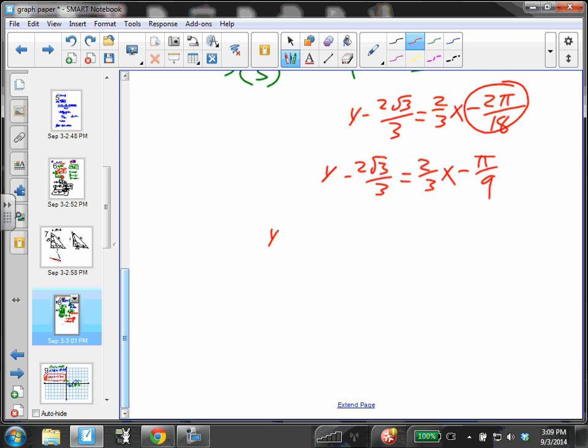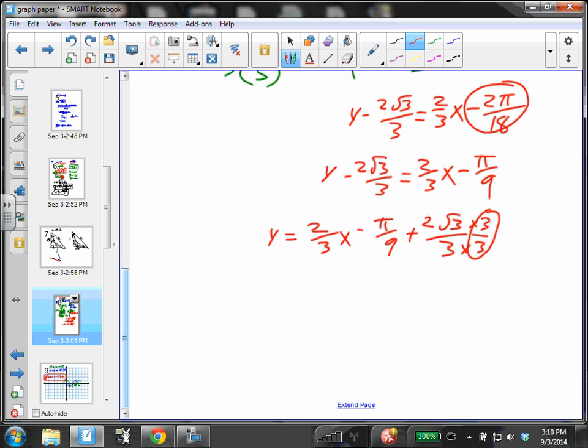And now I'm going to add. So y equals 2/3 x minus pi over 9, and I'm going to add the 2 square roots of 3/3. Now I need to get a common denominator, so that's going to be 9. So what do I need to do to this 3 to turn it into a 9? Times 3. So what should I do to the top? Look, if I multiply by 3/3, that's the same thing as 1. So I haven't changed the value again.